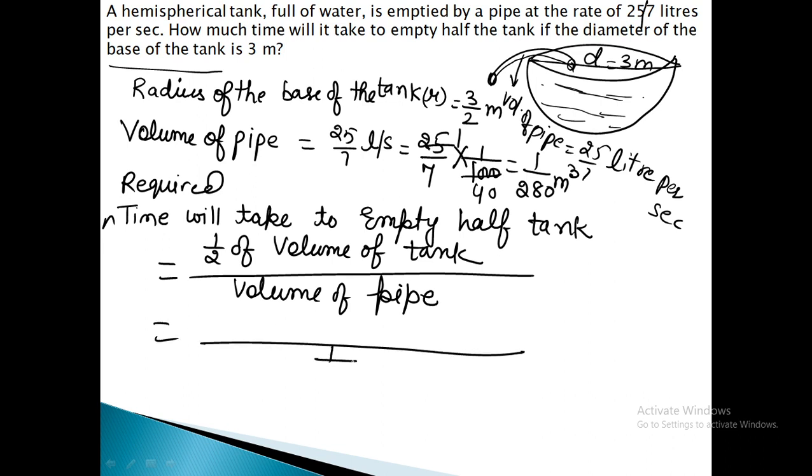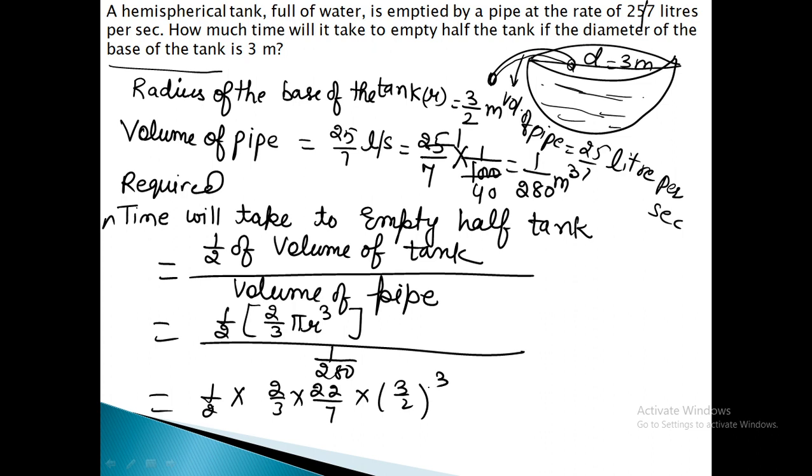The volume of the pipe is given as 1 by 280, but we have to find the volume of the tank by using this formula. The tank is in the form of a hemisphere. We will use 2 by 3 pi r raised to power 3. So, 1 by 2 multiply 2 by 3 multiply pi's value 22 by 7, R is given 3 by 2 raised to power 3, over 1 by 280.